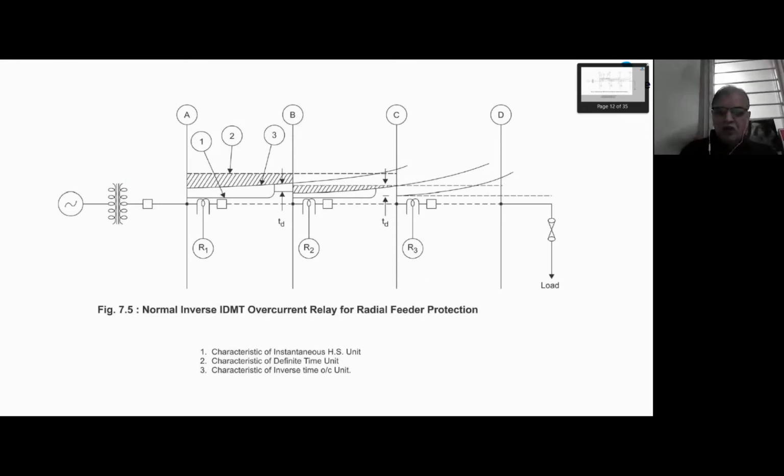So the worst fault is cleared the slowest, and therefore definite time overcurrent relays also cannot be used. What can be applied is the inverse time overcurrent relays. R1, R2, R3 are now IDMT relays. My problems are all sorted out. You can see with reference to definite time overcurrent relays what time advantage I am getting. This shaded area shows the time advantage. So R1 operates faster, and yet also discriminatively.